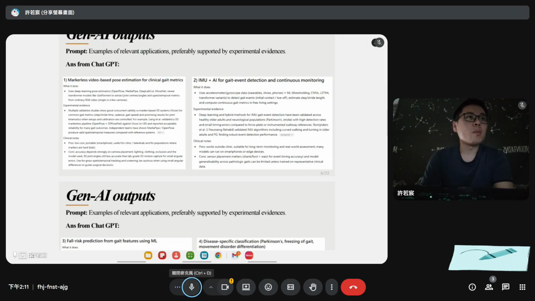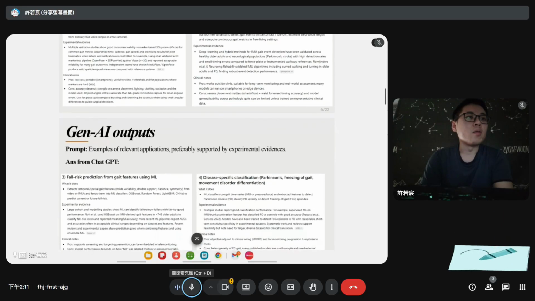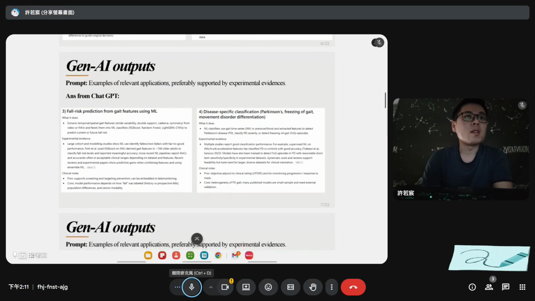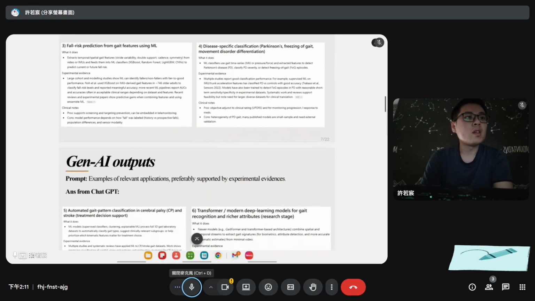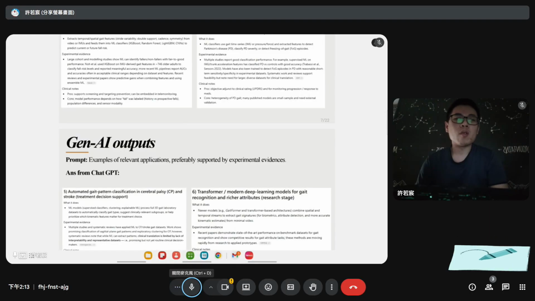An example would be markerless video-based pose estimation, using IMUs with AI for fall risk prediction, using it for disease classification, and using it for automatic gait pattern classification in cerebral palsy. So before I dig into all these research papers, I want to know whether it is worth my time or not.